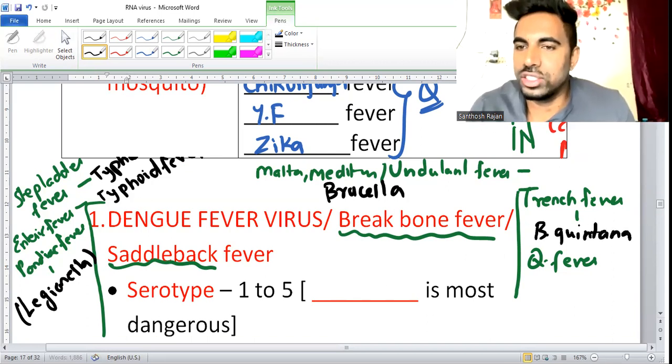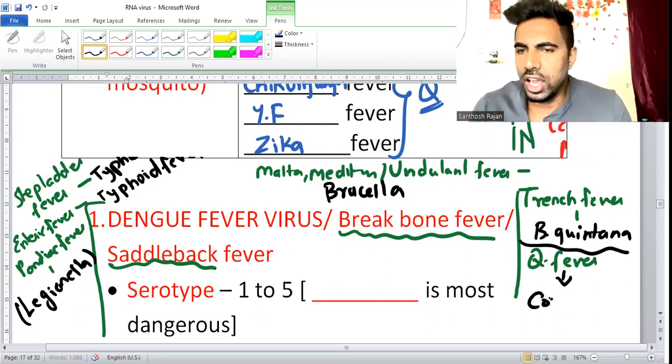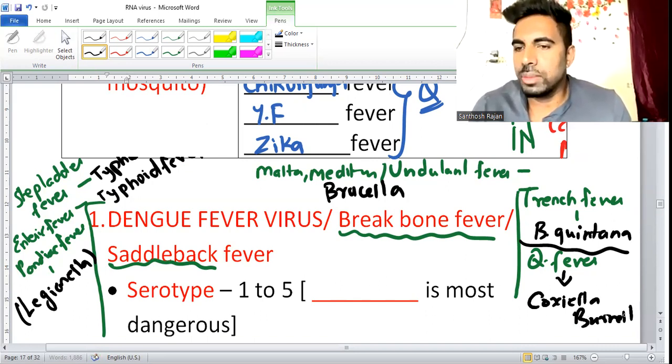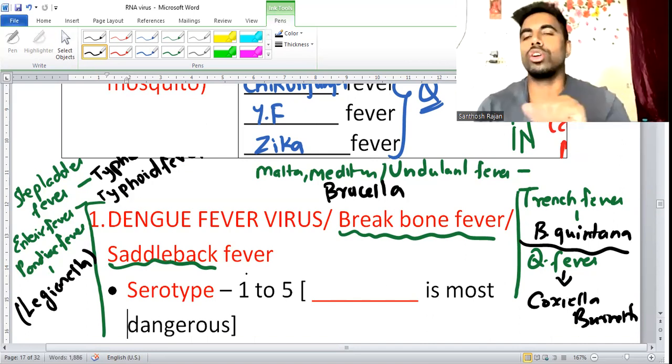Quintana. Trench fever is caused by Bartonella quintana. Then Q fever. Who is the causative organism of Q fever? Coxiella burnetii. These are some fevers which can be frequently asked in exams, so please remember. I'm bringing all this here because we are talking about dengue fever.